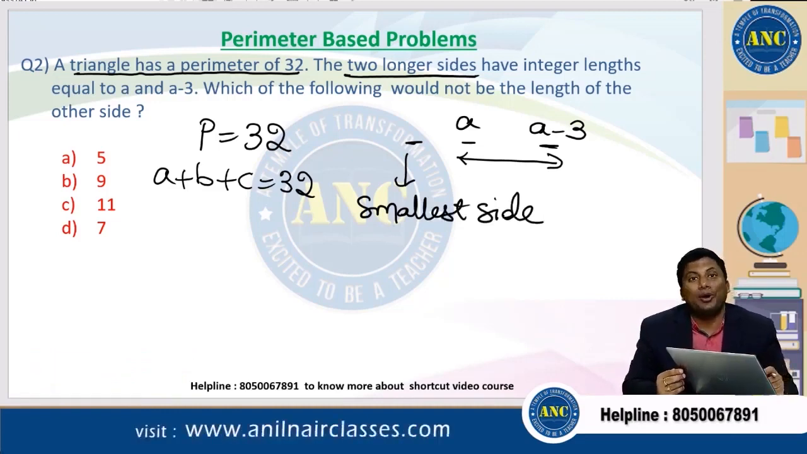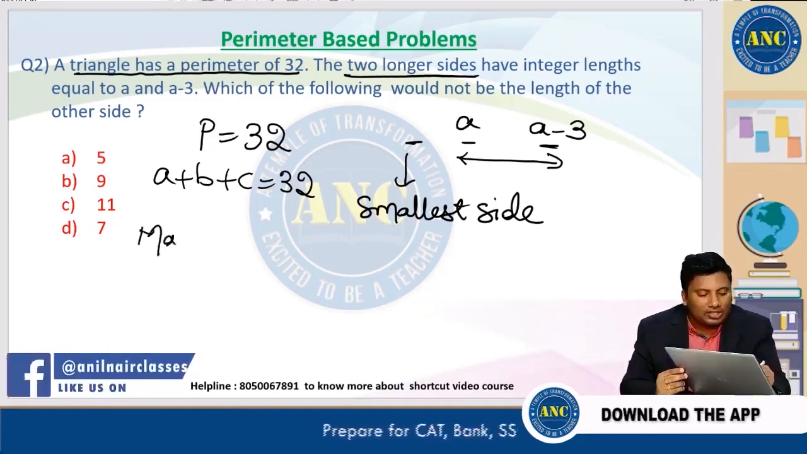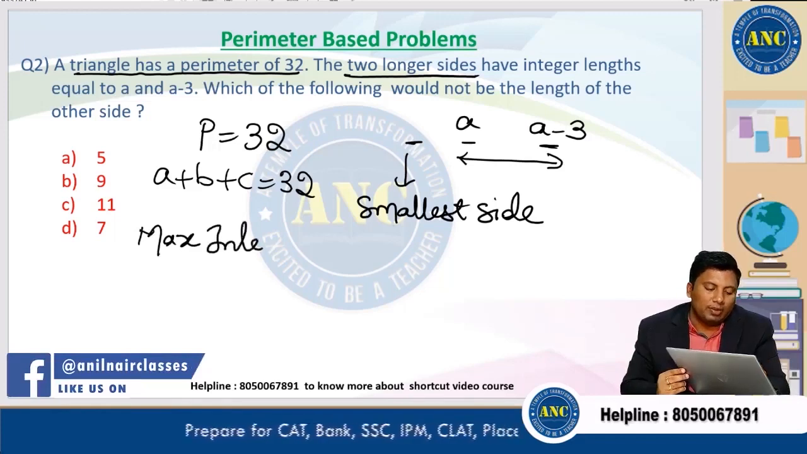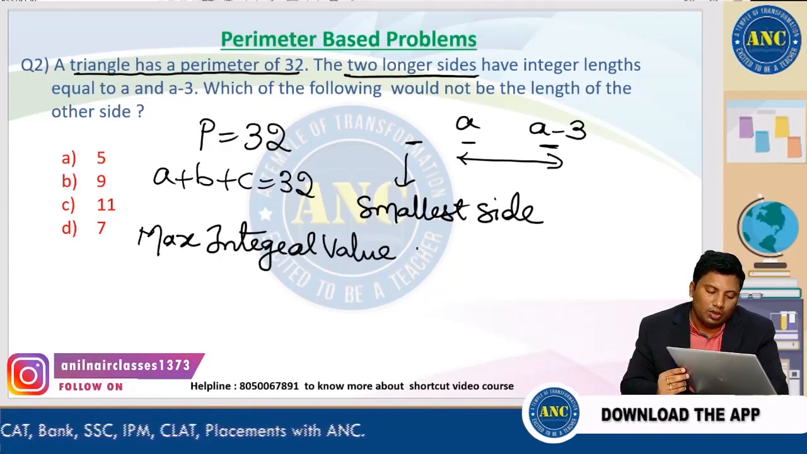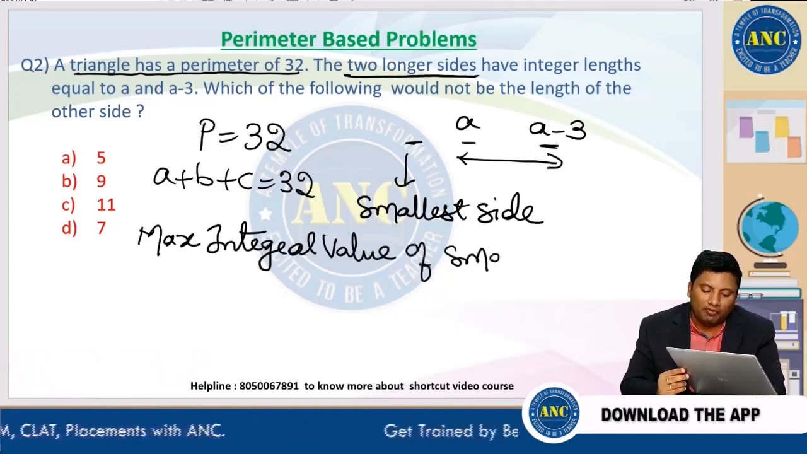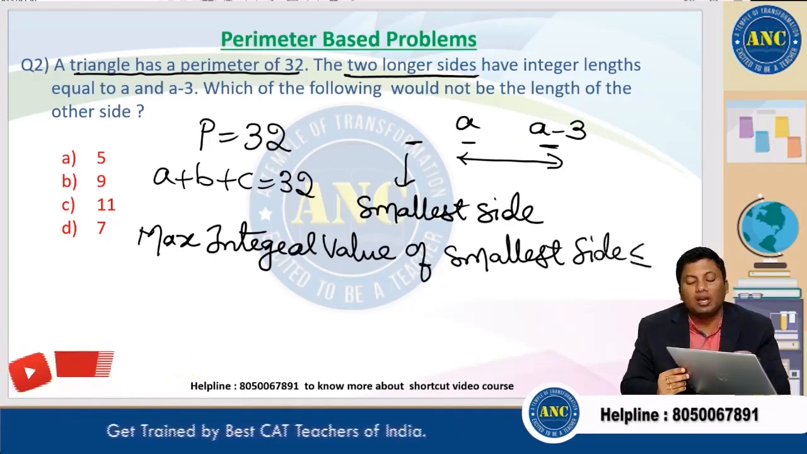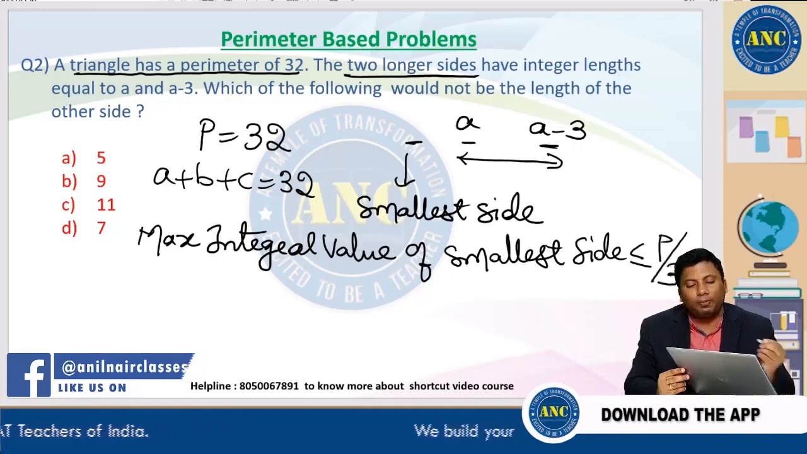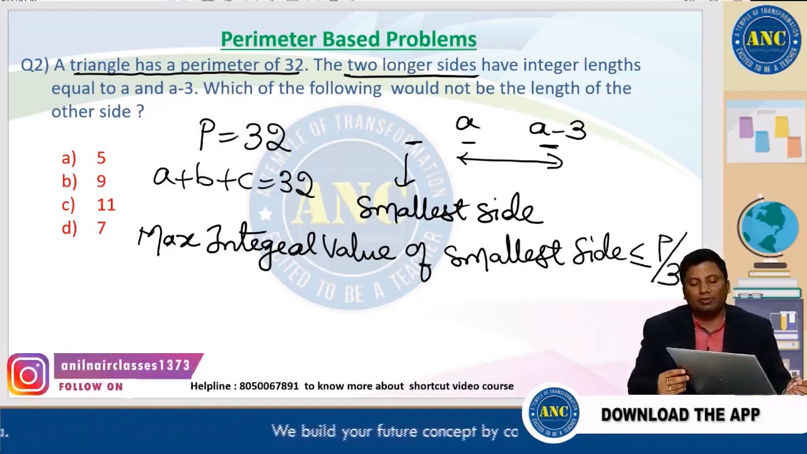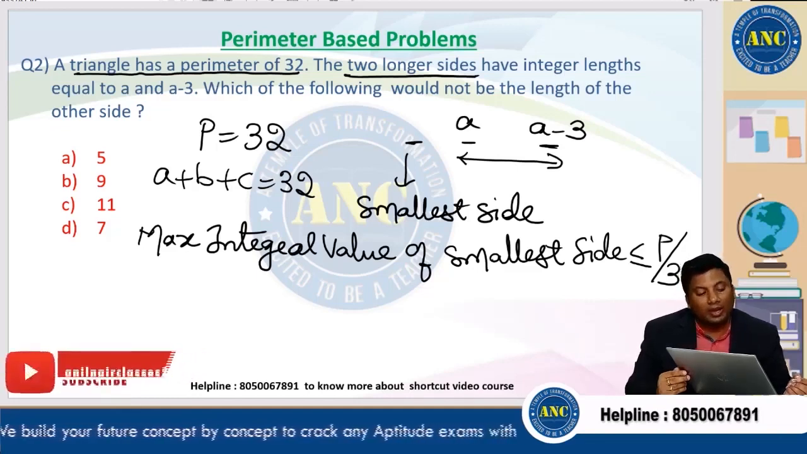What is the conclusion that we have drawn? What is the maximum integral value of a smallest side? The maximum integral value of a smallest side is always less than or equivalent to p by 3.